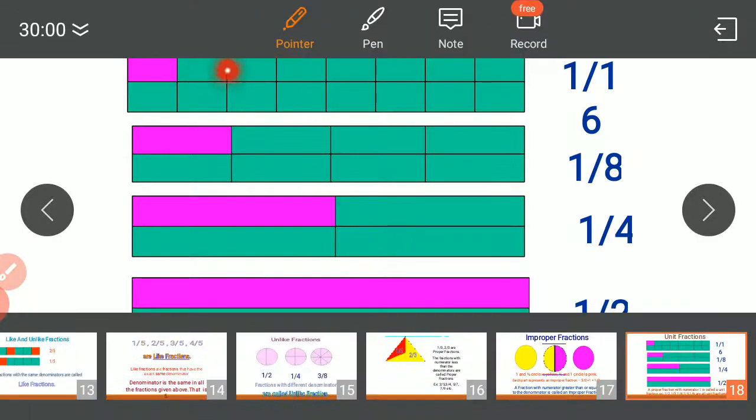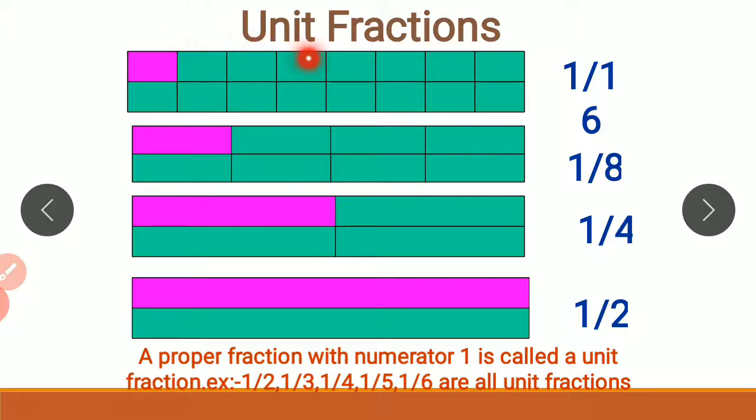You can see there are six small parts, and out of 6 one part is colored. That's why we write here 1 by 6. And there are 4 parts and other 4 parts also, total 8 parts. Out of 8 one part is colored, so we write here 1 by 8. And there are 4 parts, so out of 4 one part is colored, that's why we write here 1 by 4. All these fractions have numerator 1, that means they are called unit fractions.